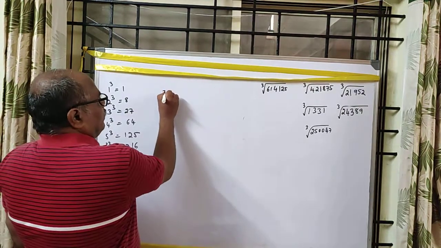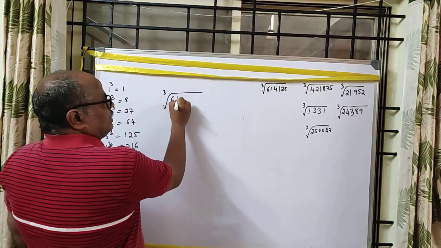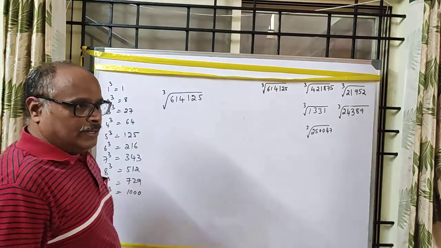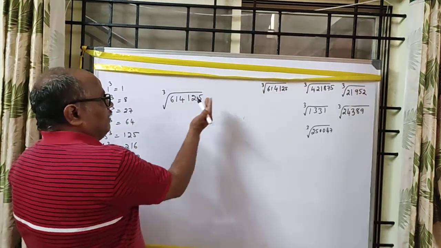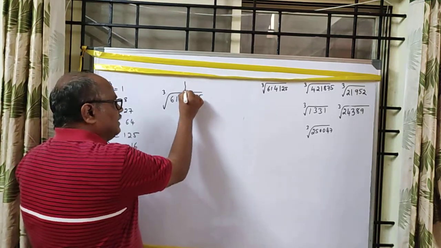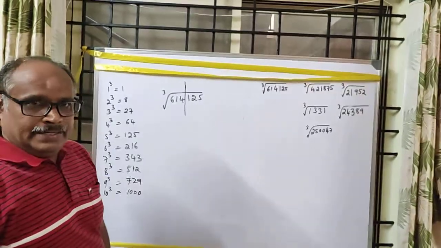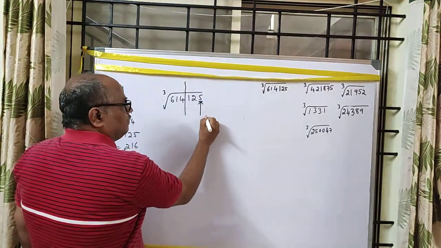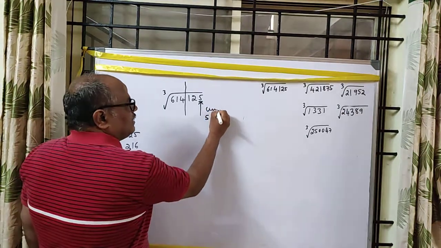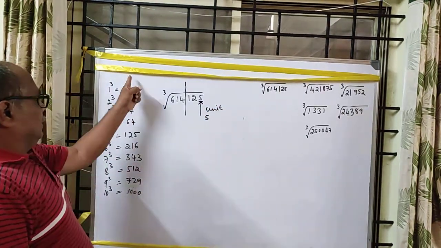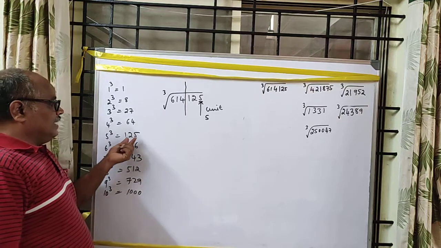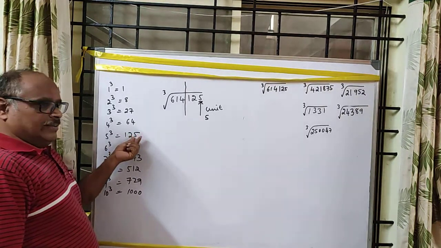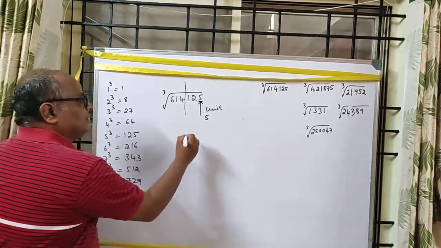First, let's calculate the cube root of 614125. What to do now? First, you bifurcate from the right side for every 3 digits. Clear? This is the unit place number, that is 5. In this table, where is 5 in the unit place? 125. In the unit place of 125, 5 is there. What is the cube root of this one? 5.